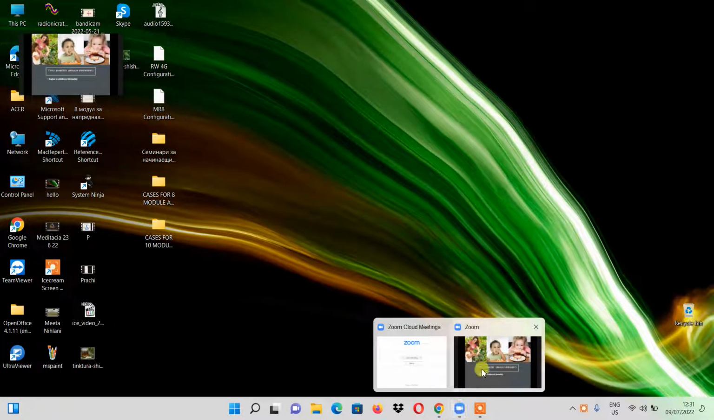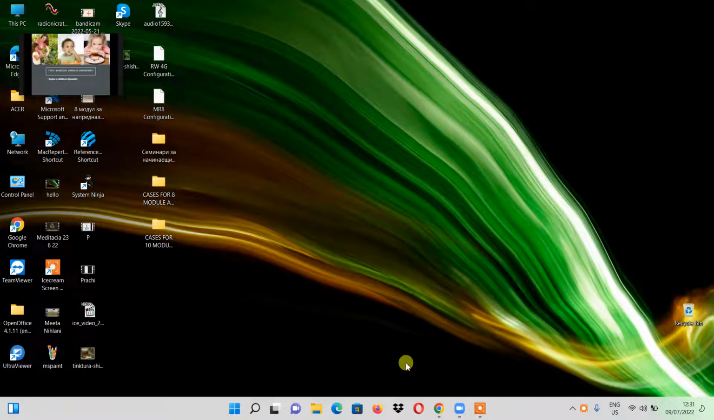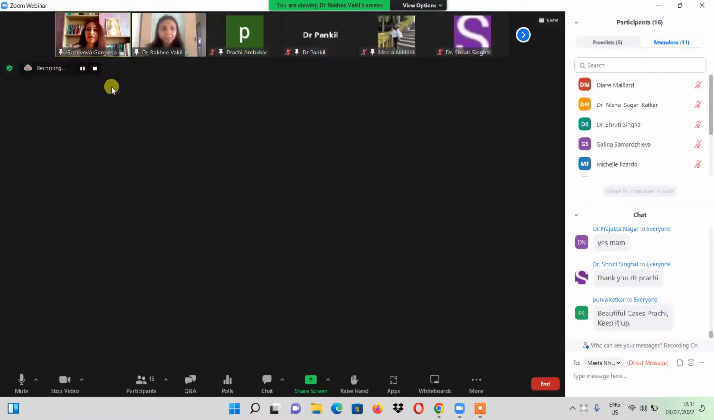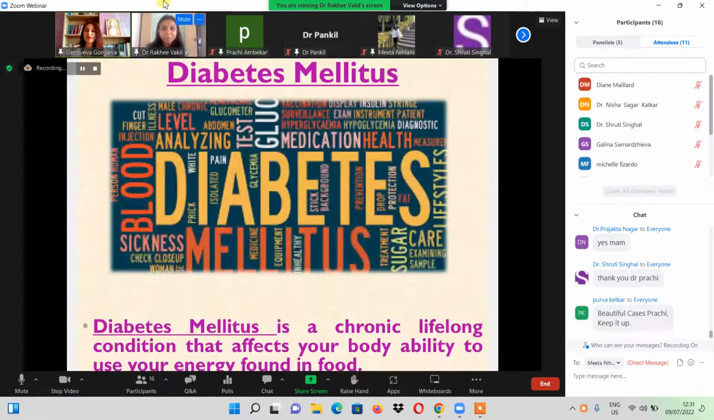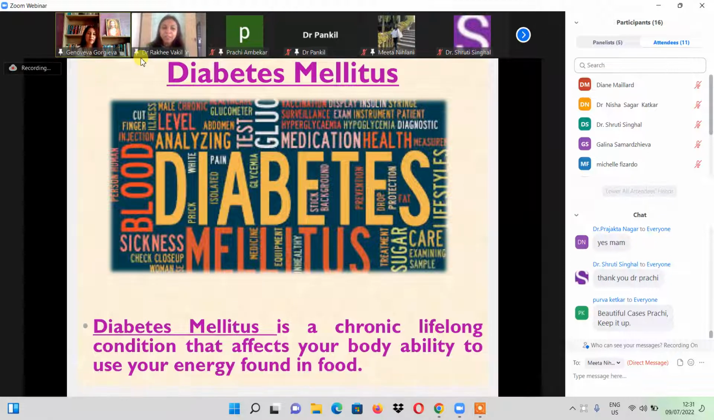So type 1 diabetes usually is insulin dependent and begins in childhood, and it's also called juvenile diabetes. And diabetes mellitus is a chronic life condition that affects your body's ability to use the energy found in food.